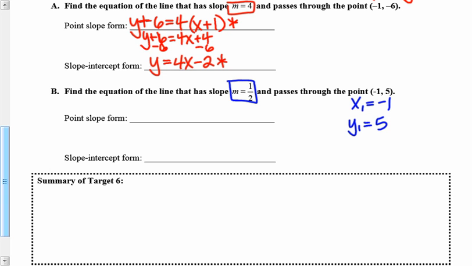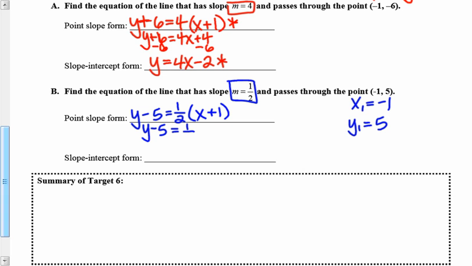So going back to that formula, it's y minus y1. So y minus 5, I don't need to change that to a plus here because it's not minus a negative. Then the slope is 1/2, parentheses x minus x1. In this case, I am making it a plus because it would be minus a -1, which would be +1. And then again, we go through that process to get to slope-intercept form. So we're solving for y.